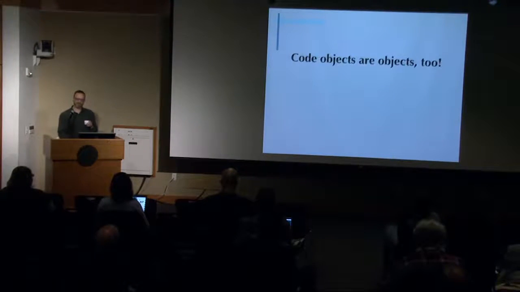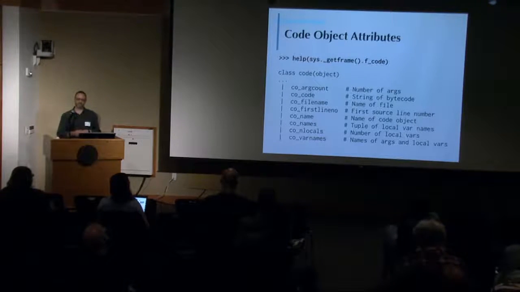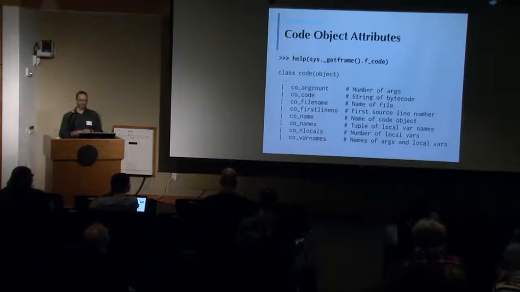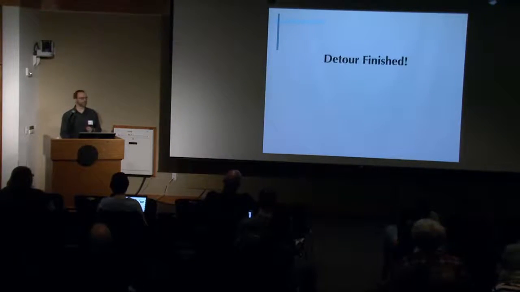And that's right, code objects are objects too, right? And so we can take a look and see what's inside of a code object. Here we can see the number of arguments that are passed into the code object or the function. We can see the name of the file where the function was defined. We can see what the name of the function is. And so this frame object and the code object nested inside of it, that's all available to a tracing function to be able to access and pull out interesting data.